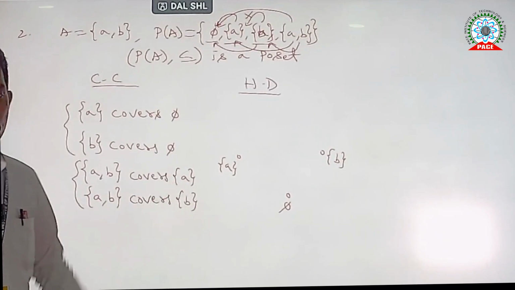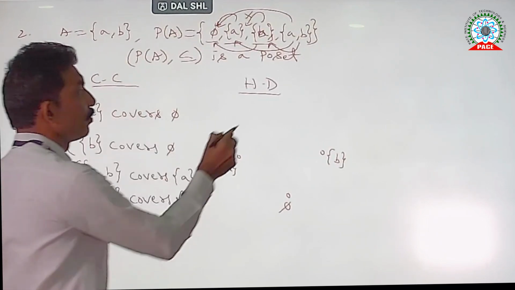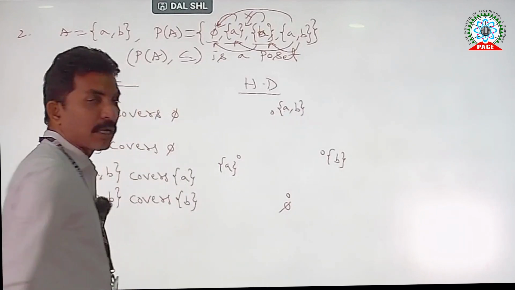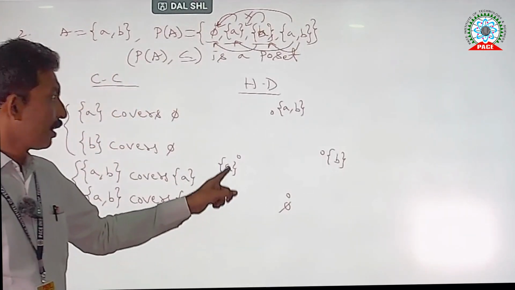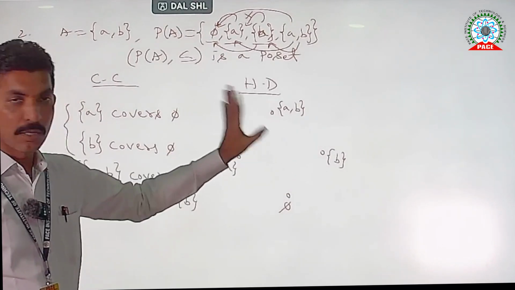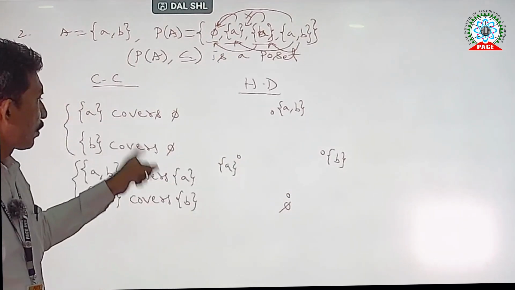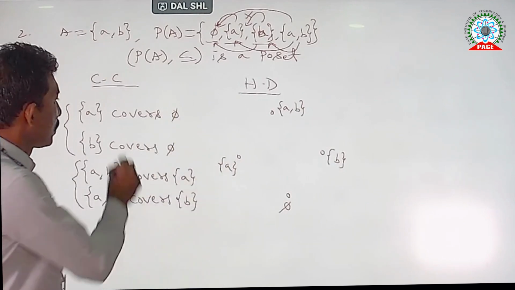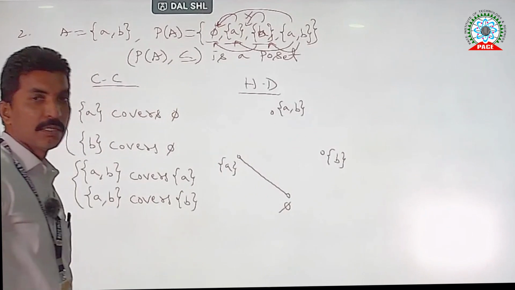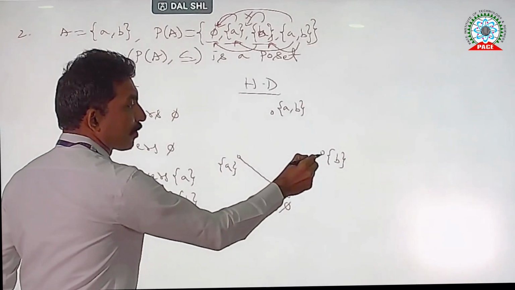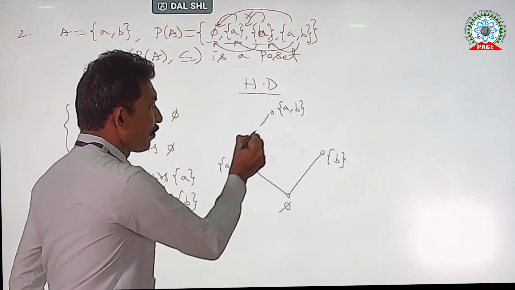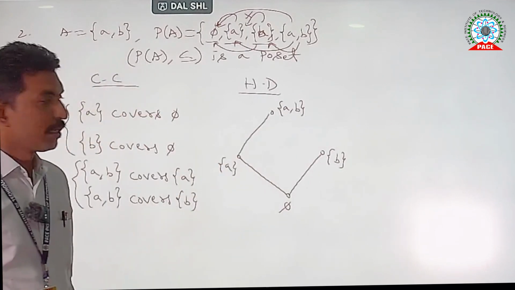AB covers singleton A and AB covers B. So that's why we have to write in the above. Now, depending on the covering condition, we draw the straight lines. Singleton A covers empty, B covers empty, and AB covers singleton A and AB covers B. So this is the required Hasse diagram.